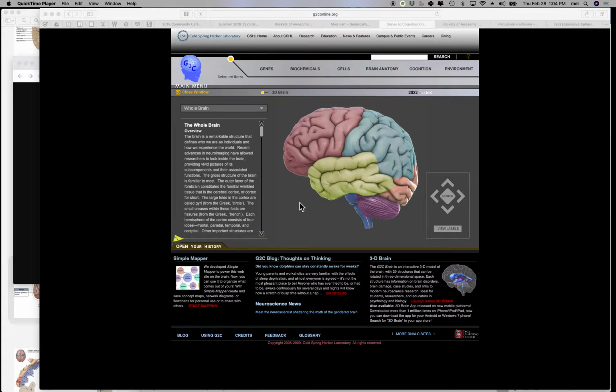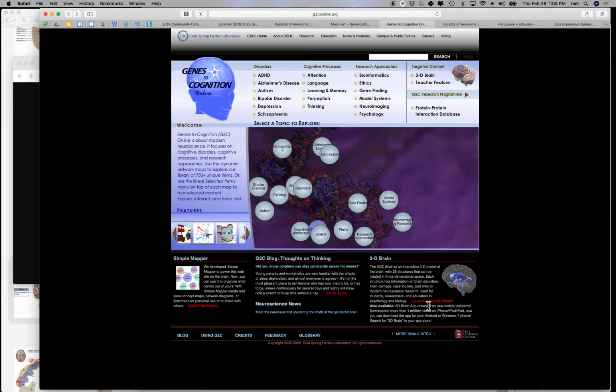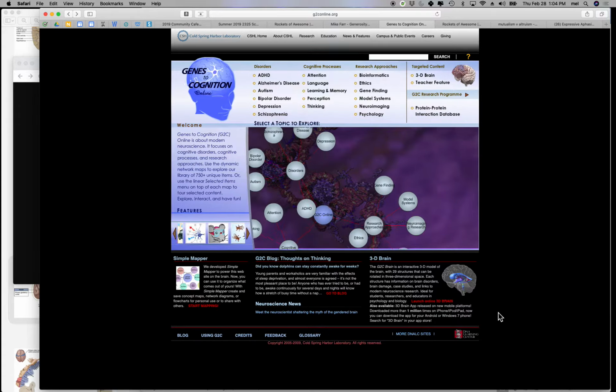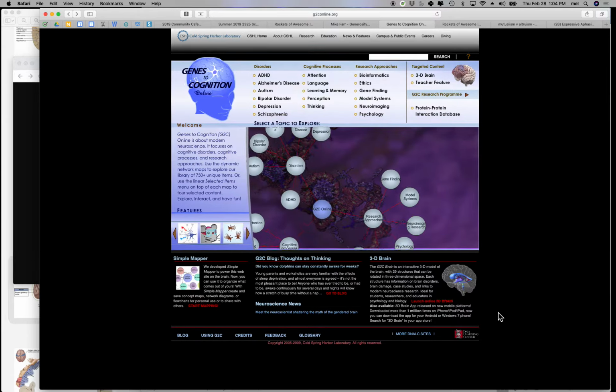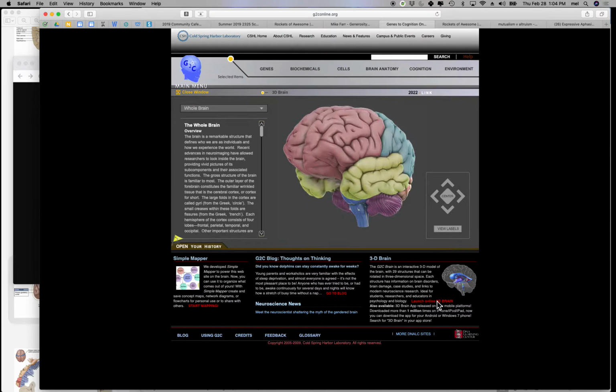But if you access it through a computer, here's where you find it. They also have a web-based version, which is G2C online. We'll use it today. So let me show you where you would find it. So watch, okay? Here you go. Genes to Cognition online has tons of information about a whole bunch of neurological stuff. But the portion that we use in anatomy is right here with 3D Brain, right there. And we'll use that today as we're going through the brain.